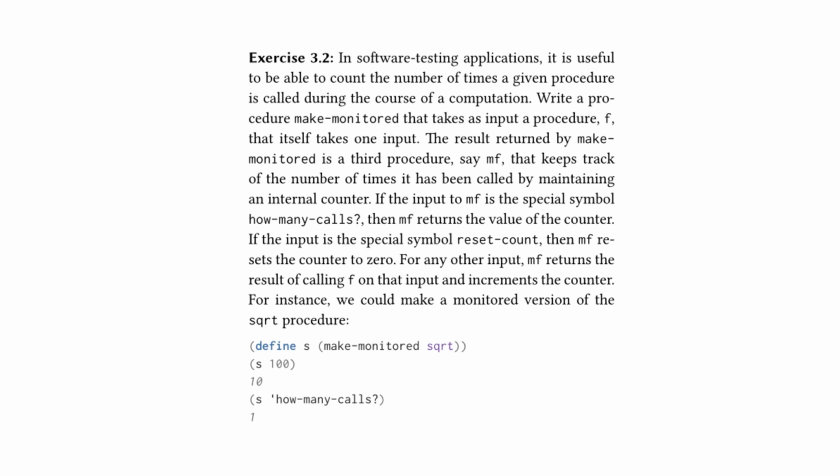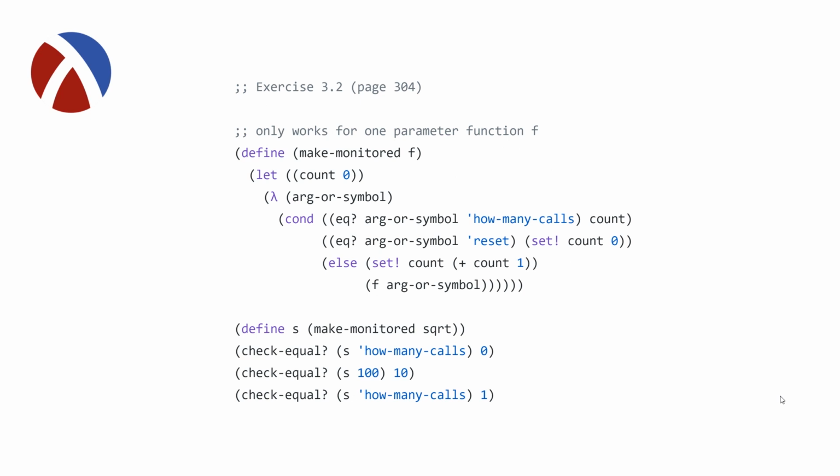For instance, we would make a monitored version of the square root procedure by defining s to be make-monitored sqrt. Then when we pass it 100, we get 10, and then when we pass it how-many-calls?, we'll get 1 because we've only made one call to it so far. So my solution for this looks as follows. Once again, not too difficult. So this solution only works for a one parameter function f.